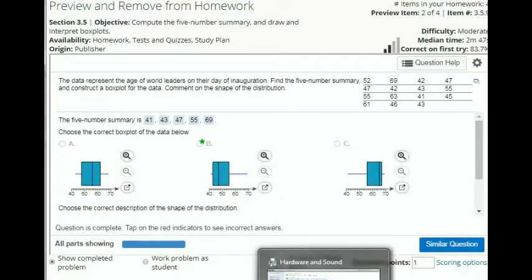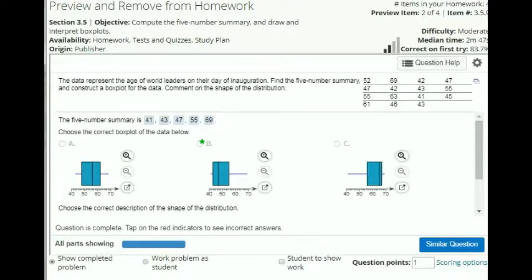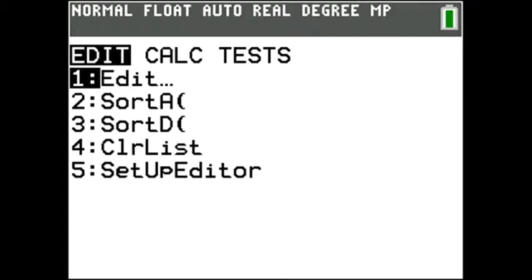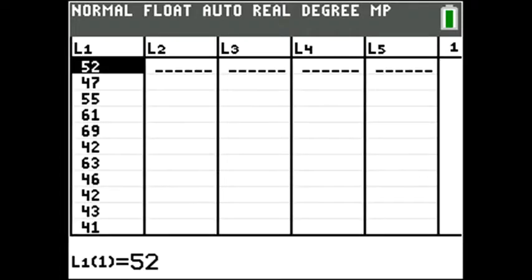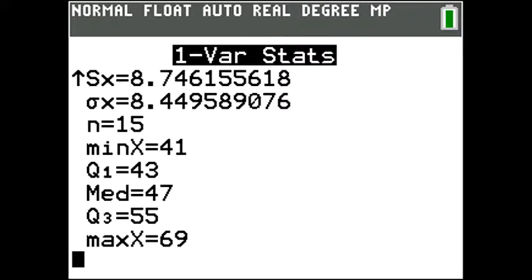Okay, so this next question says the data represents the age of world leaders on the day of their inauguration. Find the 5-number summary and construct a box plot for the data. Then comment on the shape of the distribution. As we have discussed in class, the easiest way to do this is to use the data capabilities on your calculator. First, enter the data into L1. Then remember, you go to var stats, calculate, and you'll get your 5-number summary.